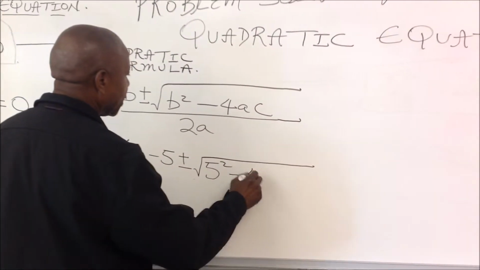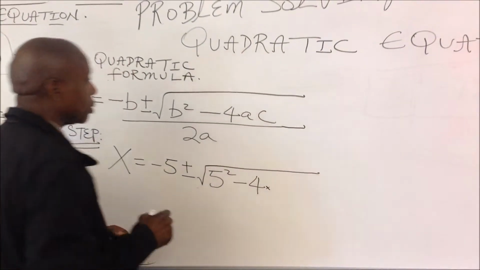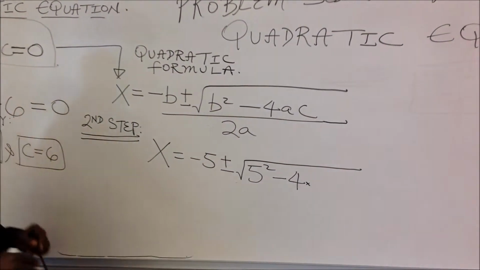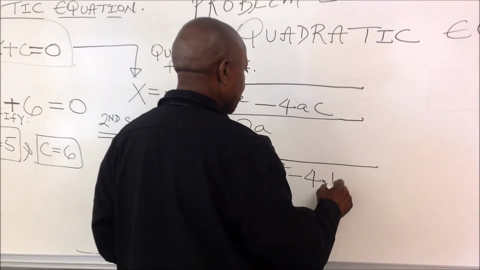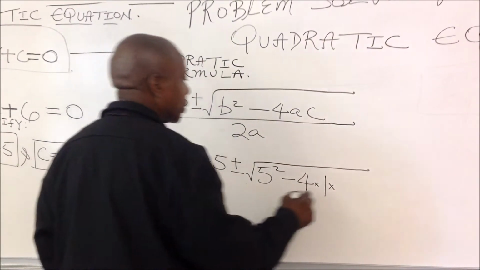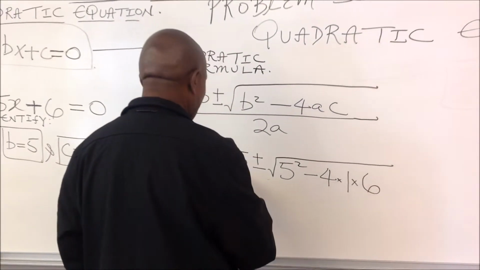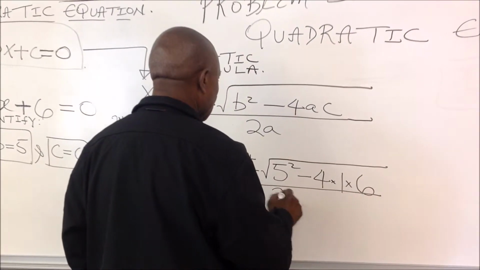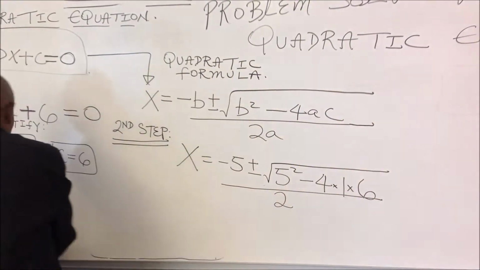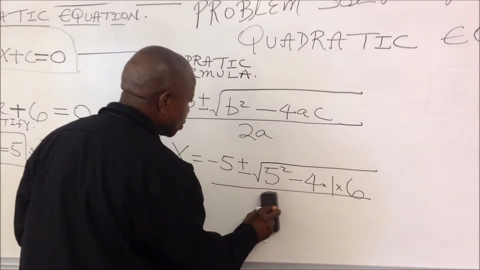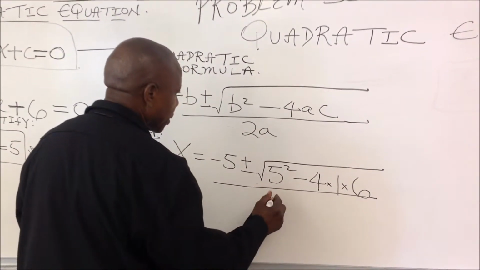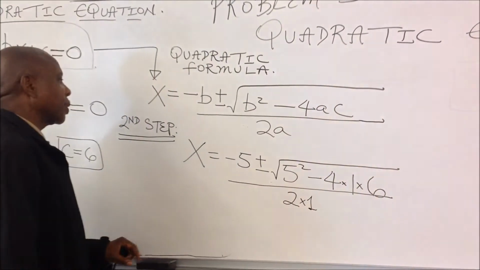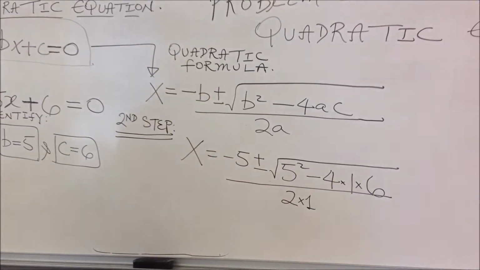Minus 4 times what? Times 1, because our A is 1. Very good, Mr. Joe. Times 6. Times 6. Very good. All over what? 2 times what? 1. 2 times 1. Very good. All over 2 times 1.